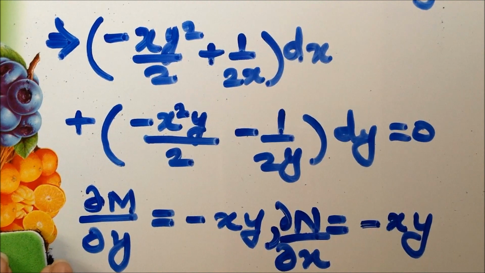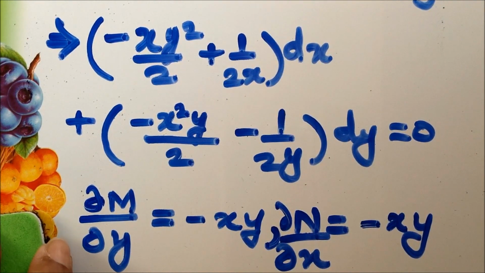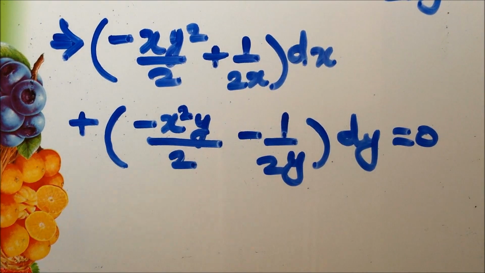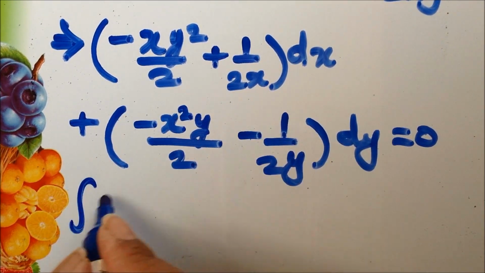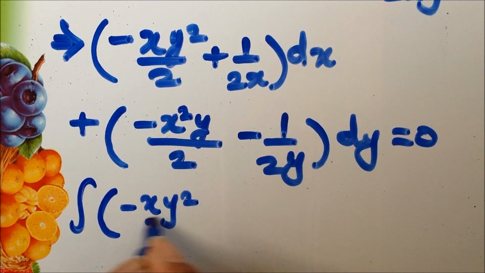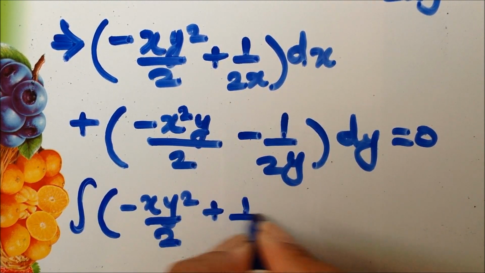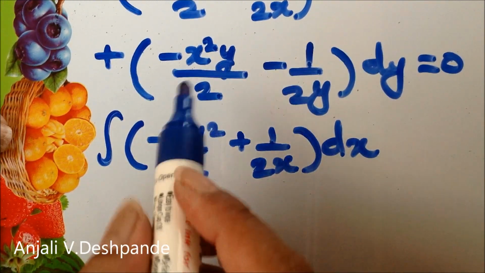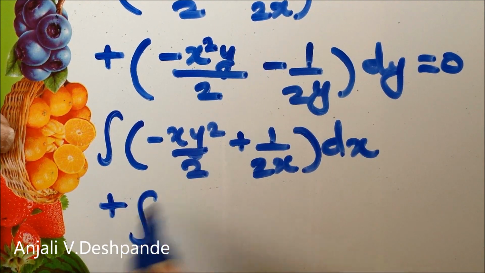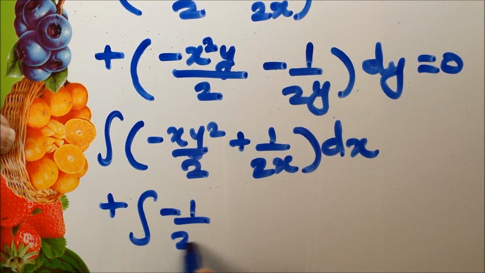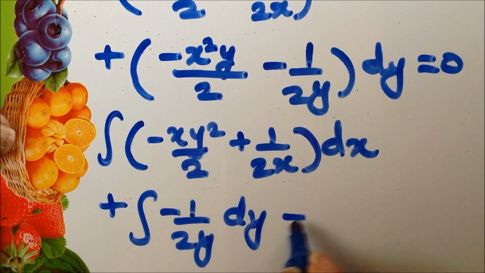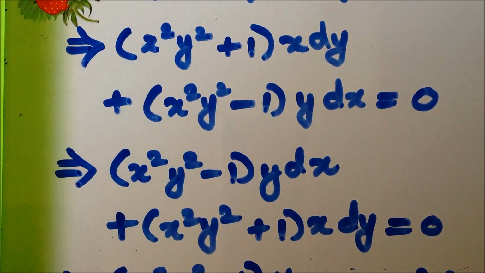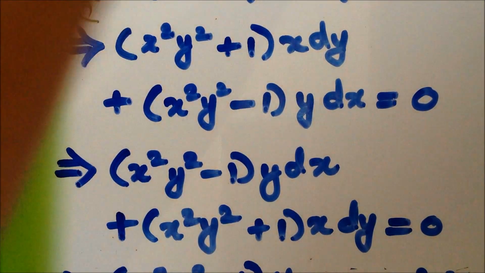Now we will solve the equation by using the method for exact differential equations. So you are going to integrate this term, integration of minus xy square divided by 2 plus 1 upon 2x, integration is with respect to x, plus terms in N free from x. So there is one term, and that is minus 1 upon 2y dy is equal to c. So now we will see what is the solution of this particular integration.